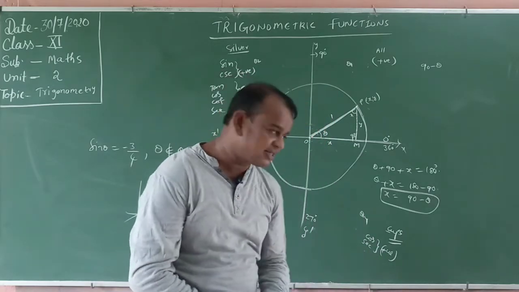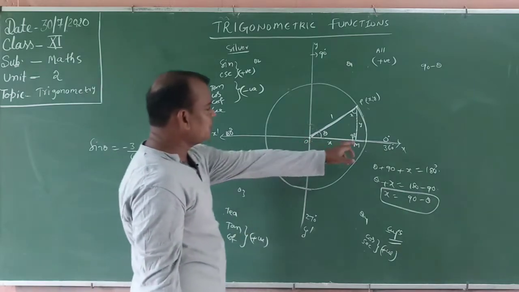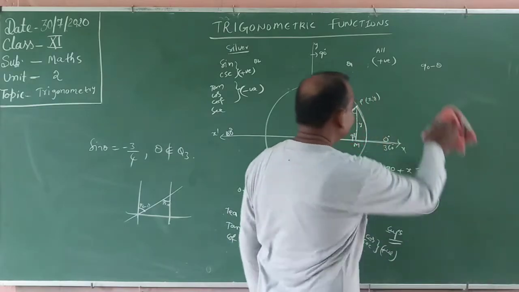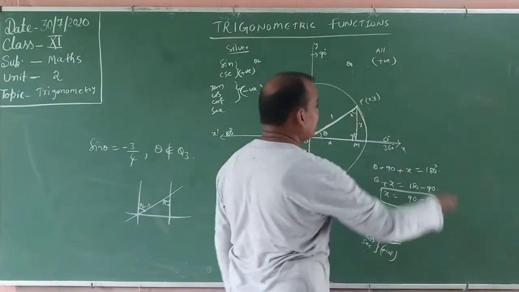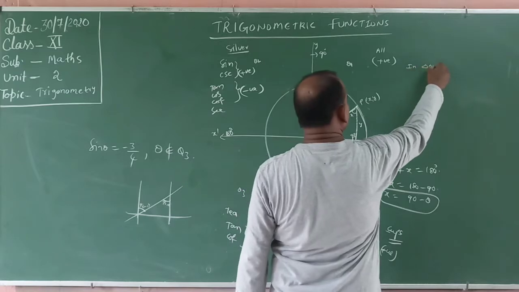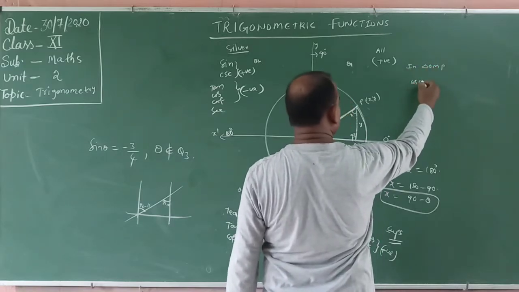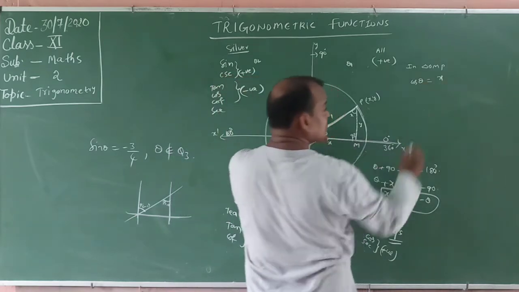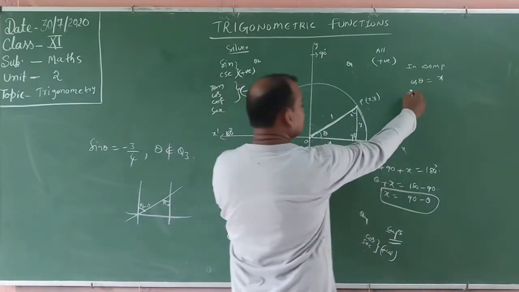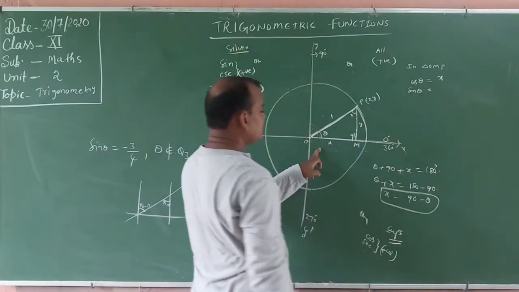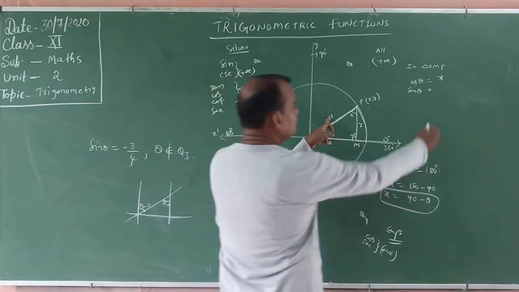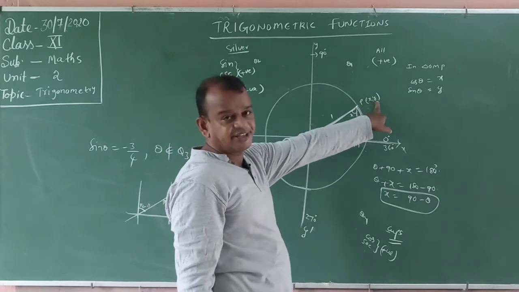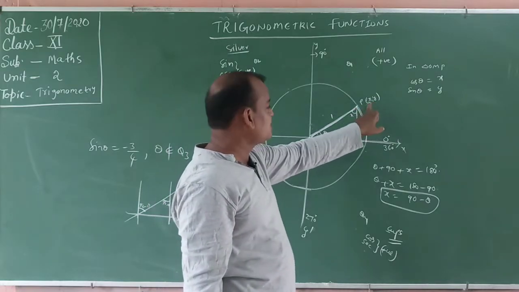Understood or not? Now observe that in triangle OMP, first of all you write cos theta. The angle is theta. Cos theta by definition is x by 1, so cos theta equals x. Next, sin theta equals opposite side by hypotenuse, that equals y. You remember this one. What is the value of x? It means cos theta. What is the value of y? It means sin theta. So x is equal to cos theta, y equals sin theta.